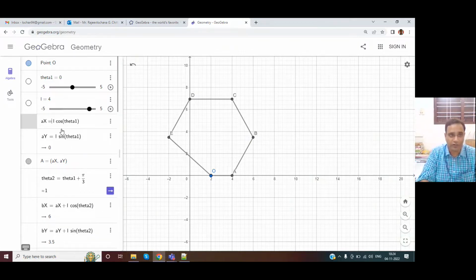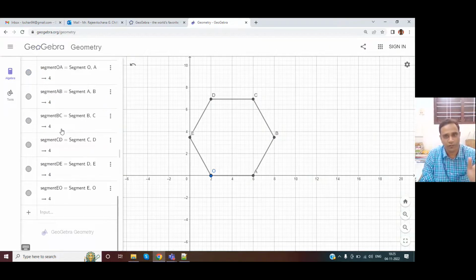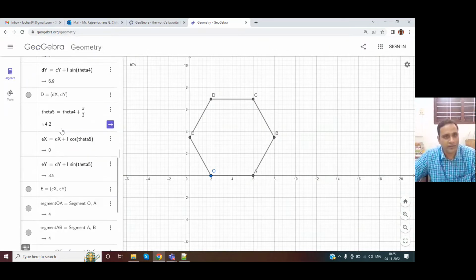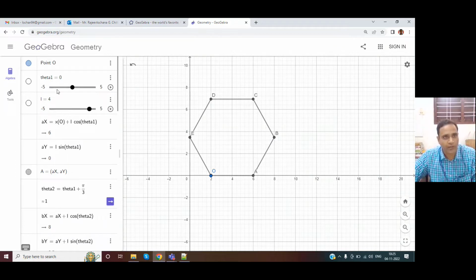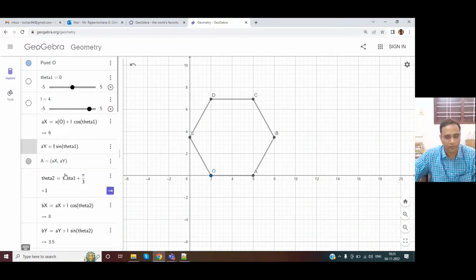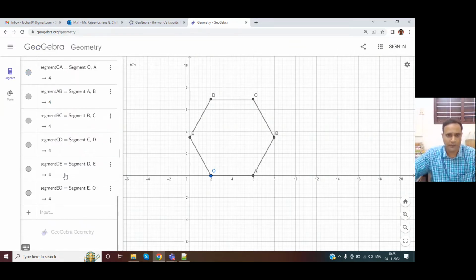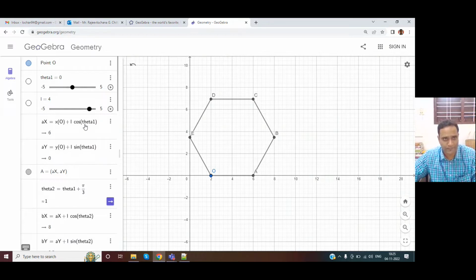Okay. So instead, what you should have done was x of O. So this is another way of retrieving data of O. O is a point. X of O means the x coordinate of O. When I do it, you see it moved. Similarly, we can have y of O. It's a good thing that we missed it. So y of capital O plus L sine theta 1. Nothing happened here because O did not change.